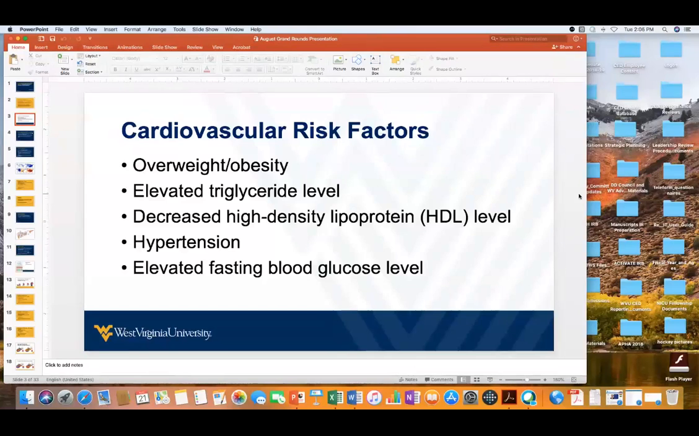Other risk factors include high triglyceride levels, decreased HDL cholesterol, high blood pressure or hypertension, and then elevated blood glucose. So this is starting to get us into the type 2 diabetes and the metabolic syndrome that we're seeing in more and more of our kids, but more on the glucose and insulin side. So really any program that sets out to look at cardiovascular risk factors and try to prevent stroke and heart attack early would look at these factors.